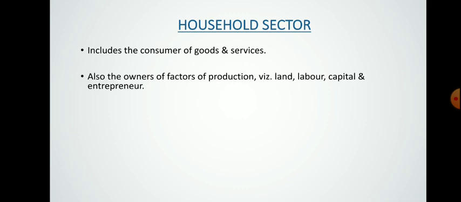Now here we can also say that we as households are the owners of all the factors of production. What are the factors of production? In class 9 you have read about this, and from 9-10 onwards we have already discussed that there are 4 factors of production, that is land, labor, capital and entrepreneur, or you can say organizer. So these households are the owners of these factors of production.